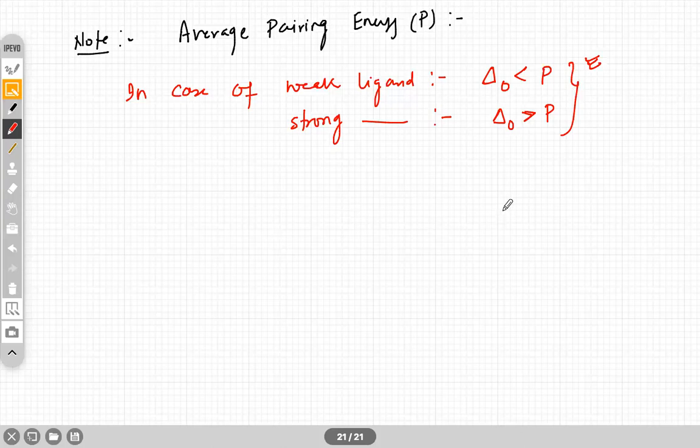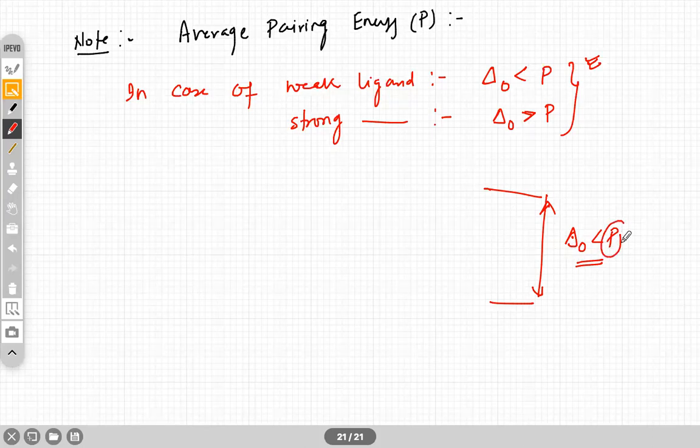So when this gap between the t2g and eg orbital is lesser than the average pairing energy, then the pairing takes place and it follows Hund's rule. But when the gap is more, then the pairing energy is lesser than the gap of the two orbitals, like t2g and eg. So in that case, the pairing of electrons is difficult. That's why the distribution of electrons does not follow Hund's rule.